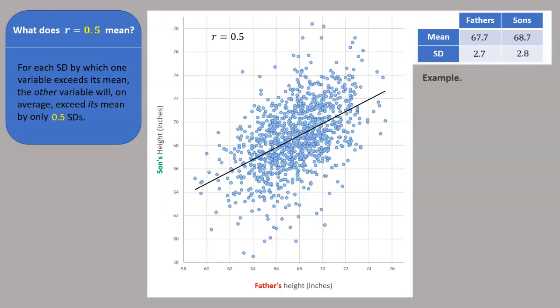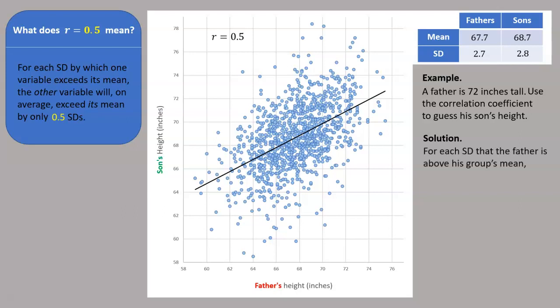Now let's consider an example. Suppose that a father, taken at random from the population from which Pearson gathered his data, is 72 inches tall. We want to use the correlation coefficient of 0.5 to guess this son's height. To do so, we just have to remember what the correlation coefficient means. For each standard deviation that the father is above his group's mean, we'll guess that his son will be 0.5 standard deviations above his group's mean.